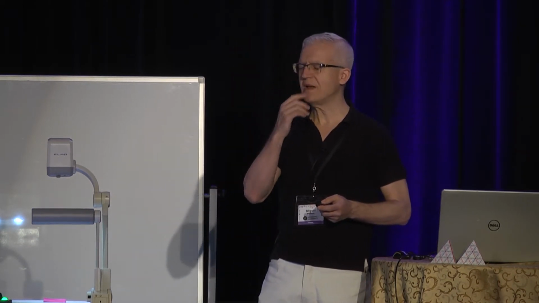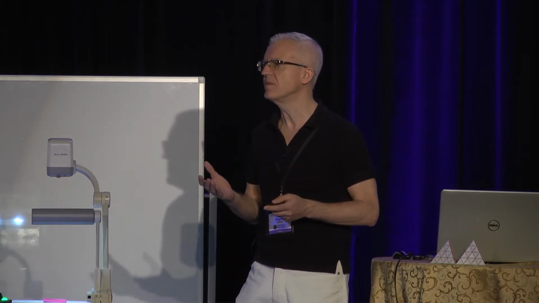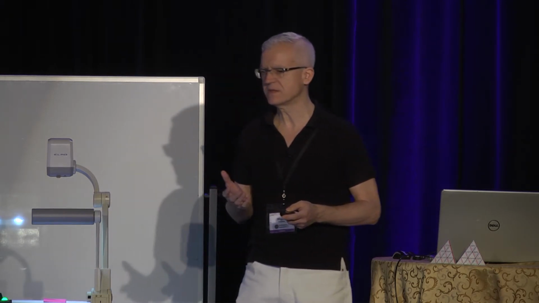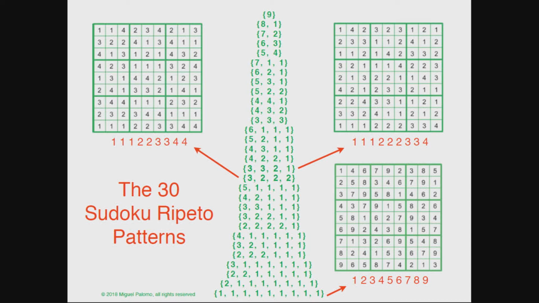Ripeto means I repeat in Italian. Let's talk about repeat patterns. Every sequence of 9 symbols has a repeat pattern that we can represent with a multiset, holding the counts of every symbol in the sequence. Here are some examples. So how many of these repeat patterns are there? Well, there are exactly 30, because 30 is the number of ways we can obtain 9 as a sum of positive integers. So at the bottom, you have the repeat pattern for classical Sudoku.